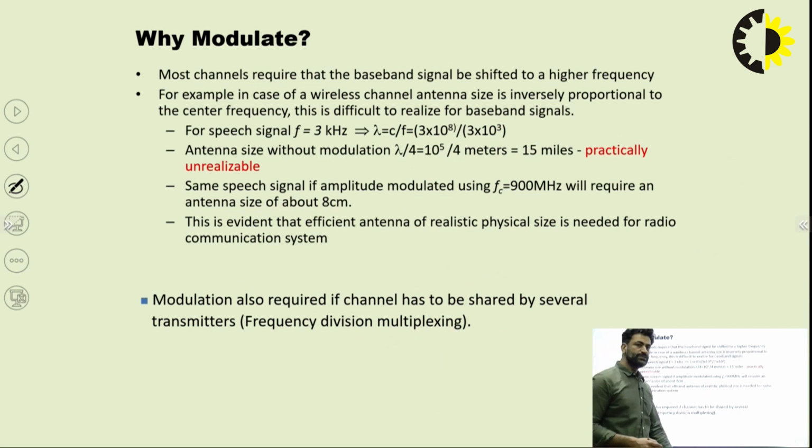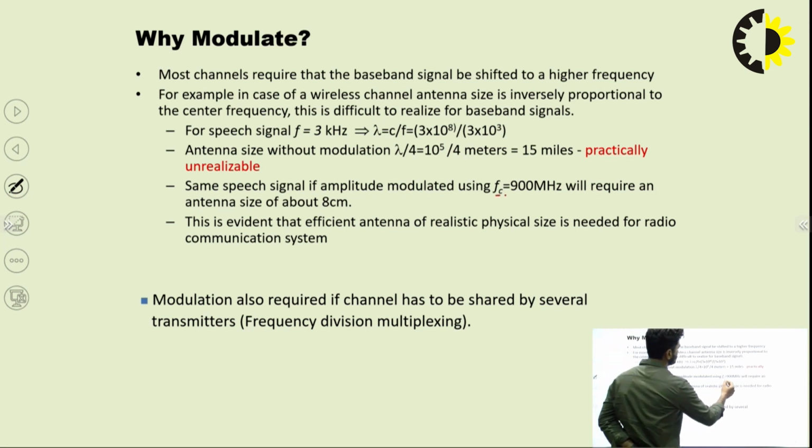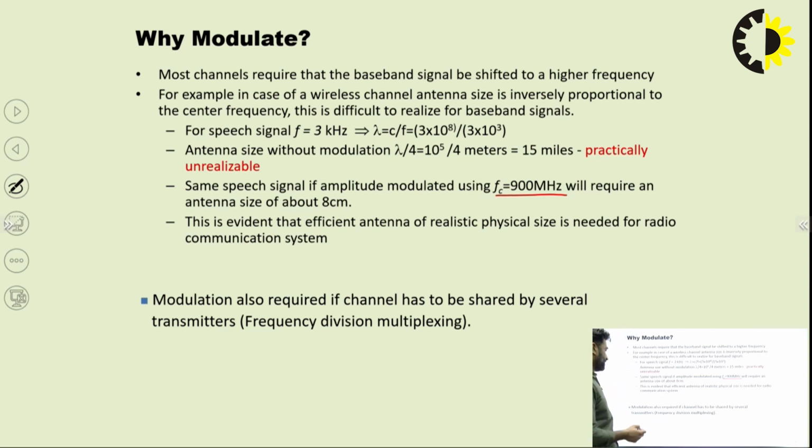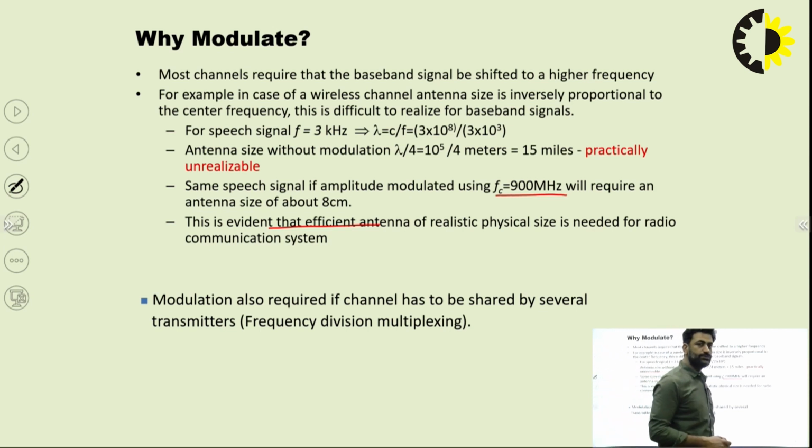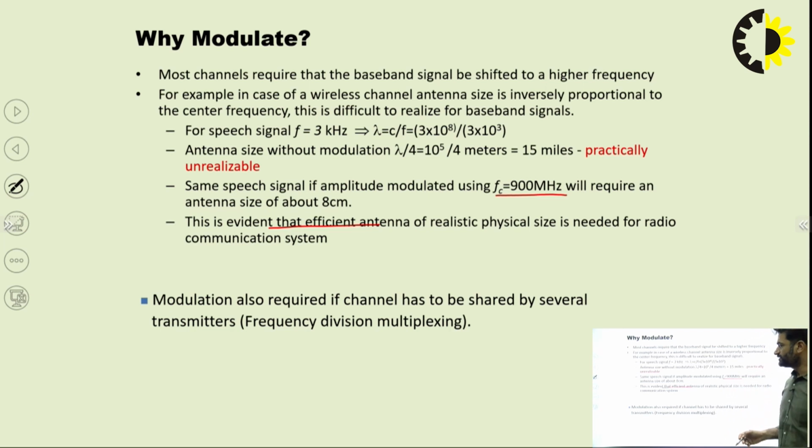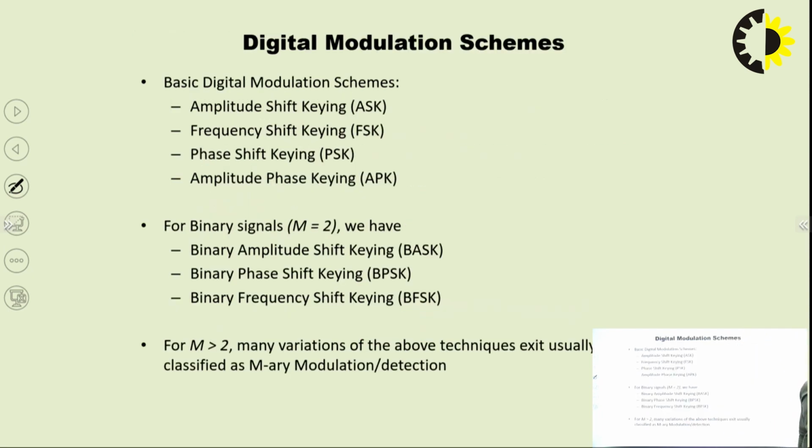What is necessary for doing this modulation? As we have done in analog communication, why do we need modulation? Because we can reduce the practical size of the antenna. As we increase the frequency, the size of the antenna decreases. An efficient antenna of realistic physical size is needed for radio communication. Also, as we increase the frequency, interference is reduced. Modulation is also required if the channel has to be shared by several transmitters. For FDM, TDM, modulation is required.